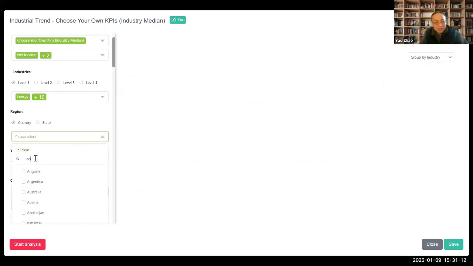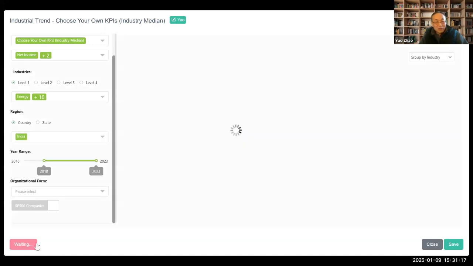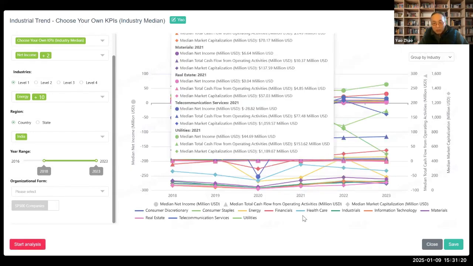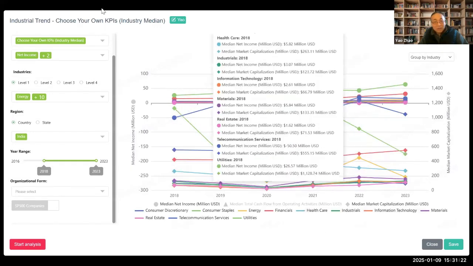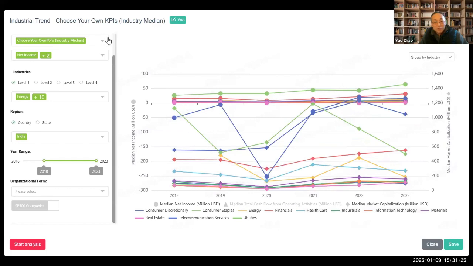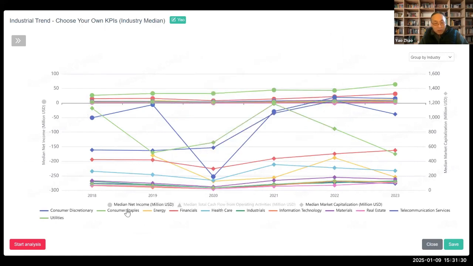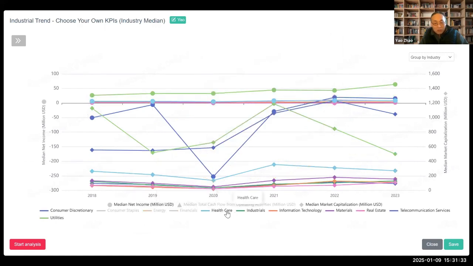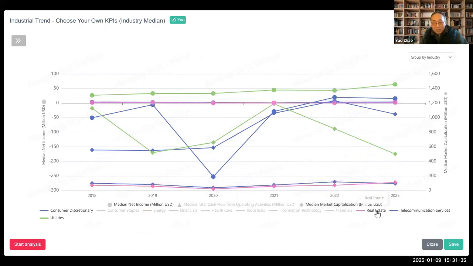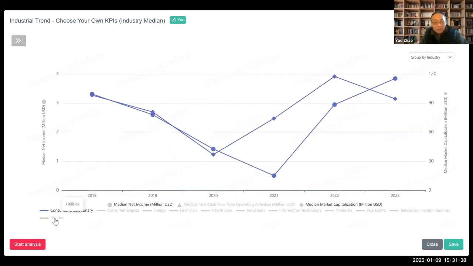Let's look at India. Oops, there's a lot of data here, so that's great. These are the different industry sectors, the 11. Now they all mix up together, so let me click off some so we can see clearly. This is consumer discretionary. That includes automobiles, furniture, apparel, traveling, retailing, and so on.